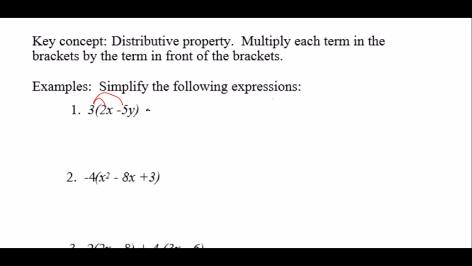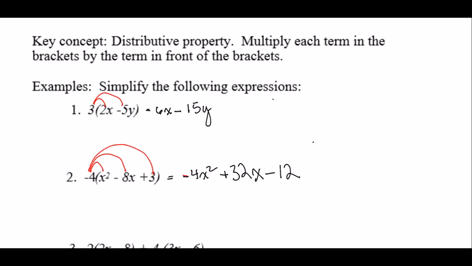Upon doing so, we're going to get for the first part 6x, and then 3 times negative 5y will give us negative 15y. For number 2, we'll do the same problem again. Negative 4, and we're going to apply it to everything in the bracket. So we get negative 4x squared, because there's only a 1 sitting in front of the x squared. And then we take negative 8 times negative 4, which gives us positive 32x. And now we have negative 4 times positive 3, which gives us negative 12.